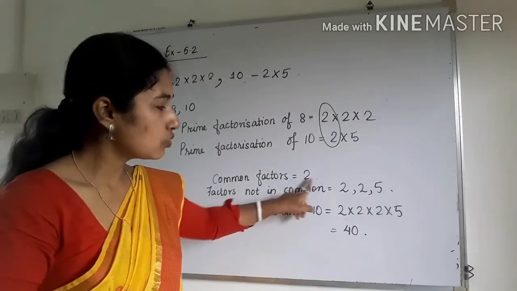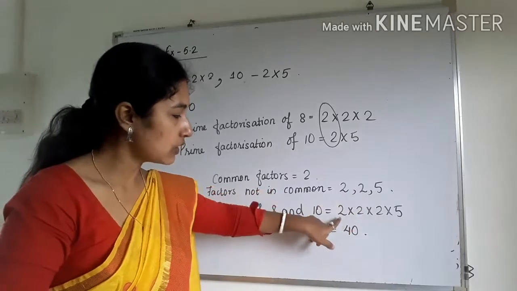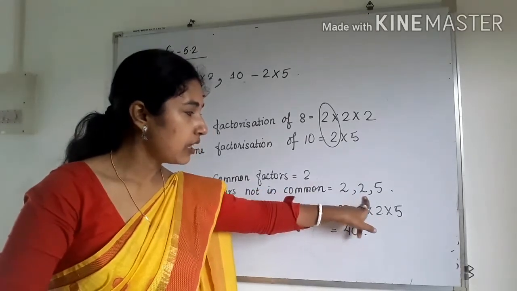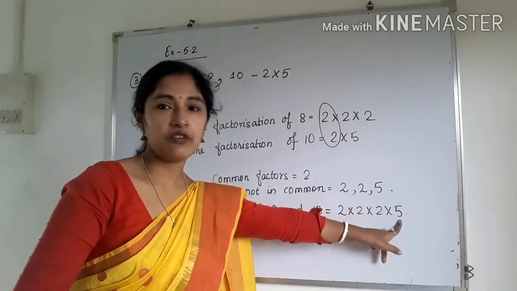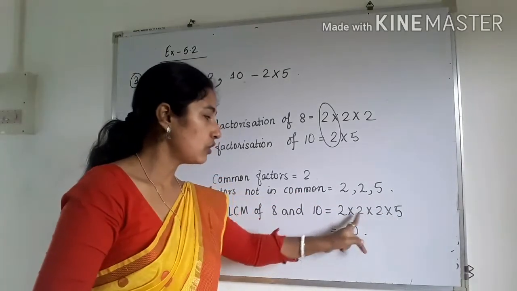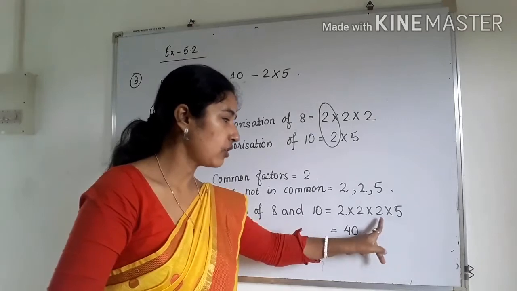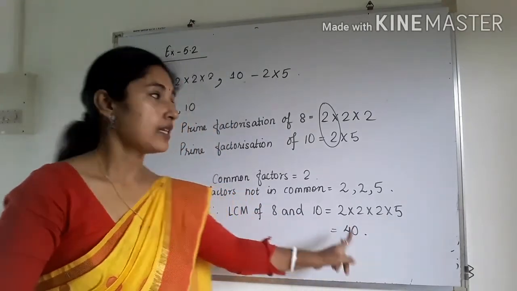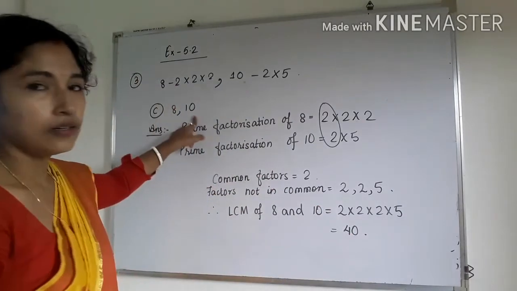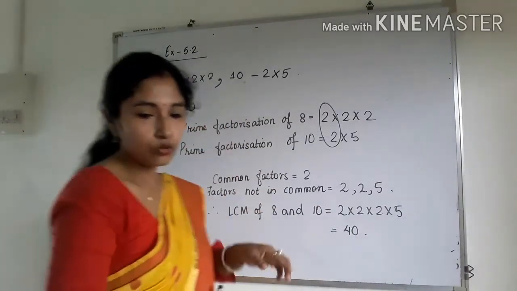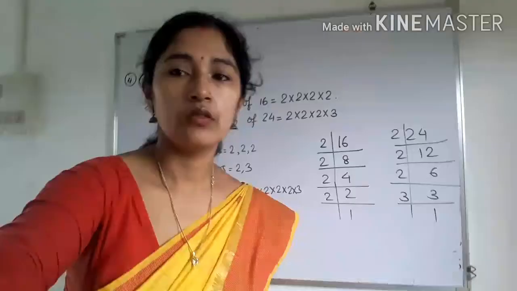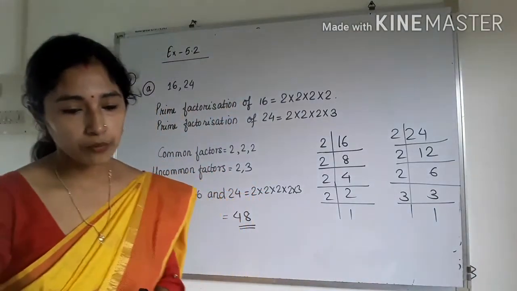So 2 into 2 into 2. So see here, there are 3 number of 2's. Okay, so we have to multiply it, and last is 5, again multiply it with 5. So 2 into 2 into 2, that will be 8, and 8 into 5 will be 40. So this is the LCM of 8 and 10. Okay. So try to do question number 3. Next I am doing question number 4.